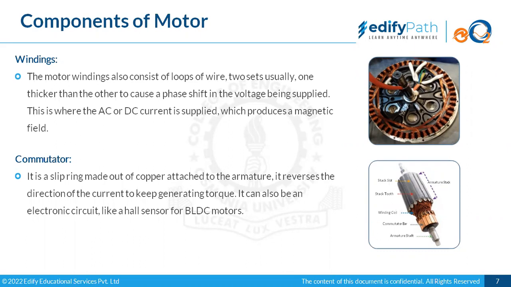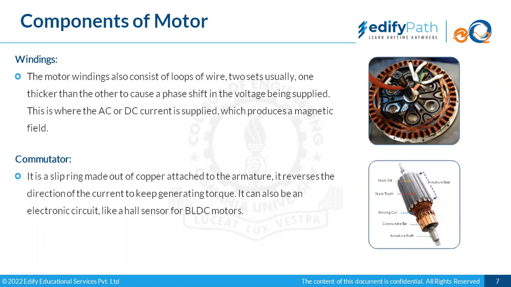The current input that it would be taking would be dependent upon the load. As the load changes, the strength of the induced magnetic field has to change. So accordingly, the input current would be varying.